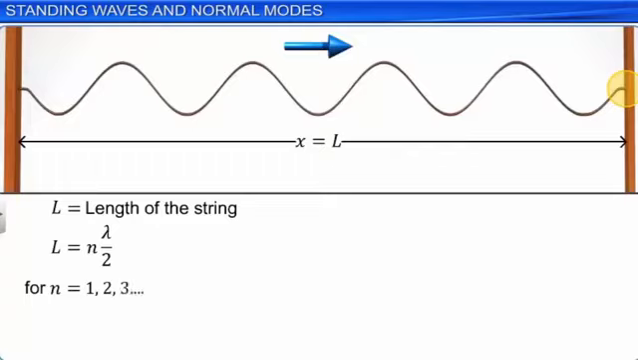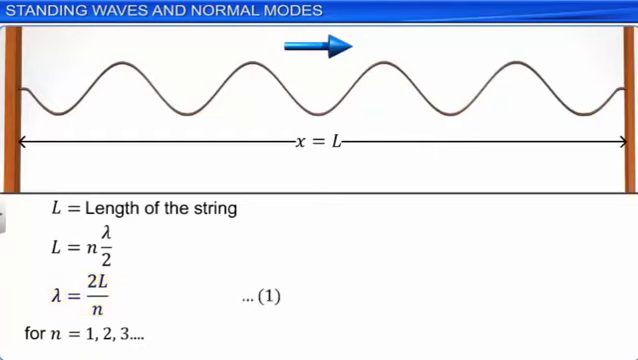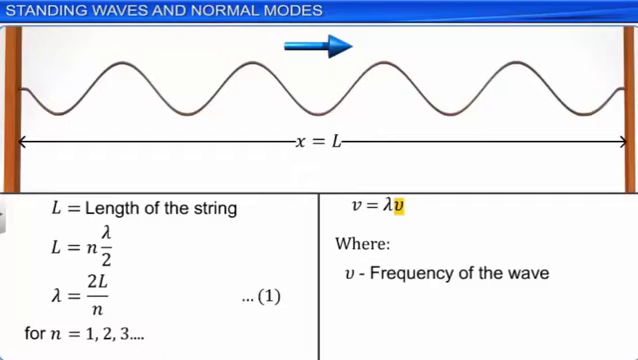On rearranging the above equation, we get lambda is equal to 2L by n, for n is equal to 1, 2, 3, and so on. Let this be equation 1. Equation 1 shows that the standing waves on a string of length L have restricted wavelength. We know that the velocity of the wave v is equal to lambda into nu, where nu is the frequency of the wave, v is the velocity of the wave, and lambda is the wavelength. On rearranging the above equation, we get nu is equal to v by lambda. Let this be equation 2.